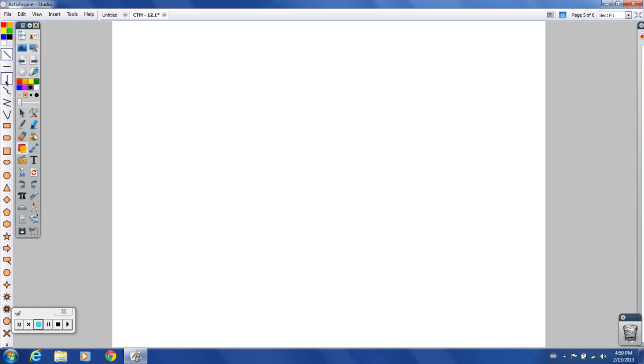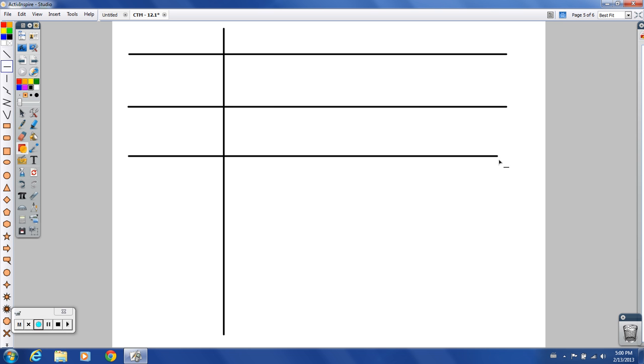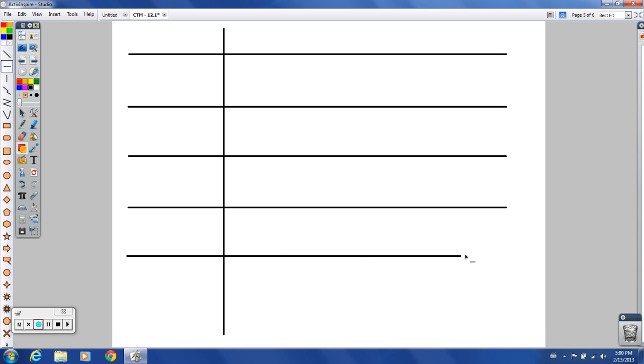Now I want to make a little table here. So we're going to make a table. You're going to want about a half page for this table. And I would say leave 3 lines for each one of these. So if you have the normal blue line paper, leave 3 lines for each one of these. We're going to have our headings up here and then 5 different types of categories.